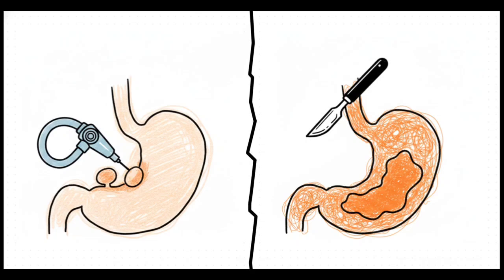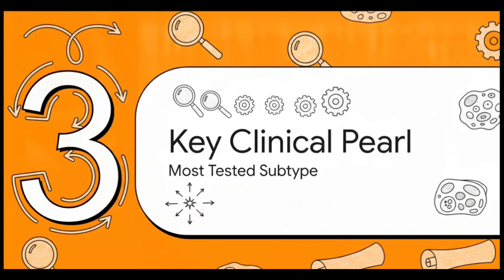But you have to draw a hard line in the sand here. For lesions with a high risk of lymph node metastasis or deeper submucosal invasion, an endoscopic approach just isn't going to cut it. These patients require a formal gastrectomy along with an appropriate lymphadenectomy to clear out those at-risk regional lymph nodes. Ultimately, the depth of invasion and the node risk dictate which side of this dividing line your patient's going to fall on.